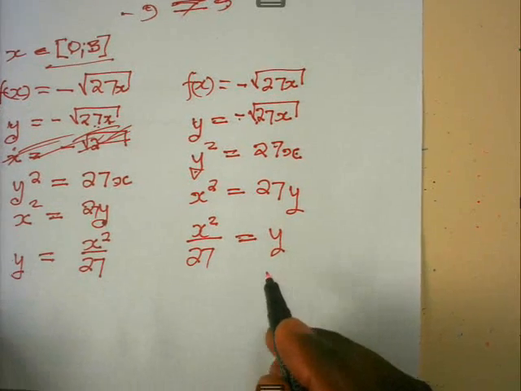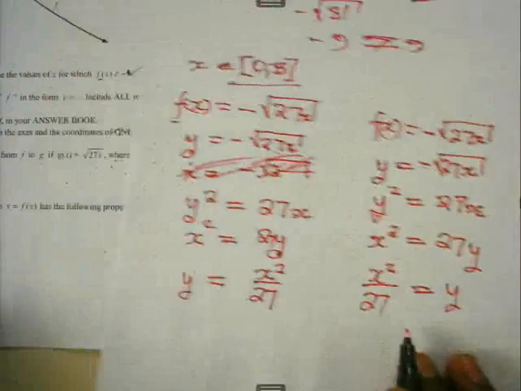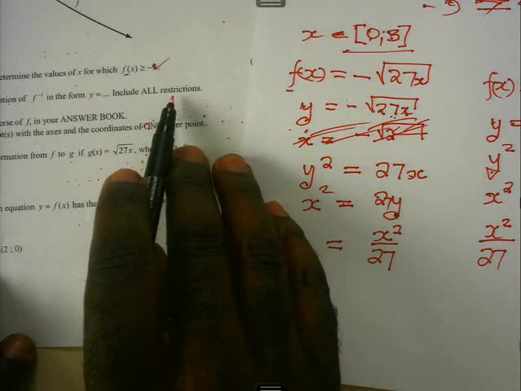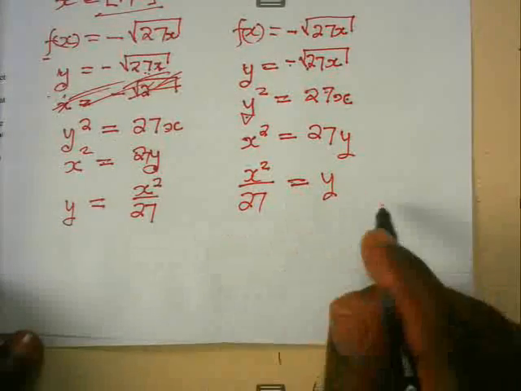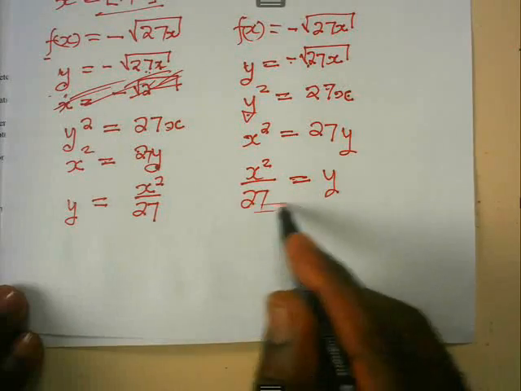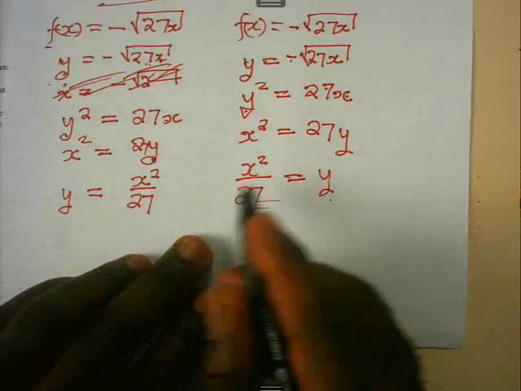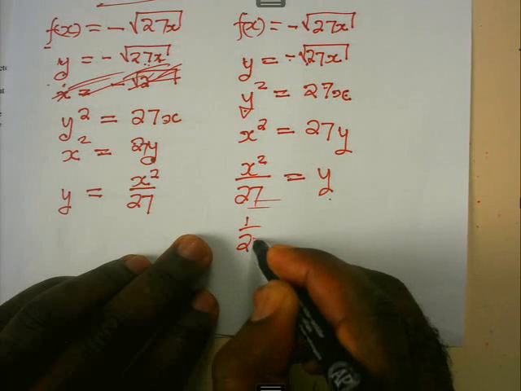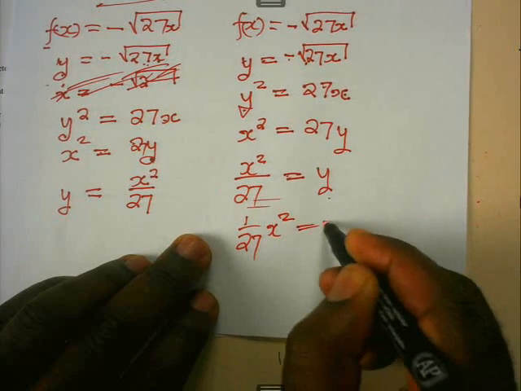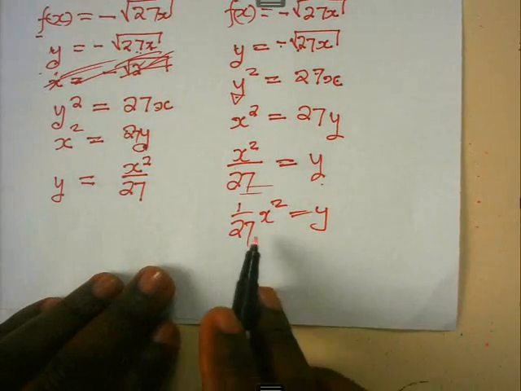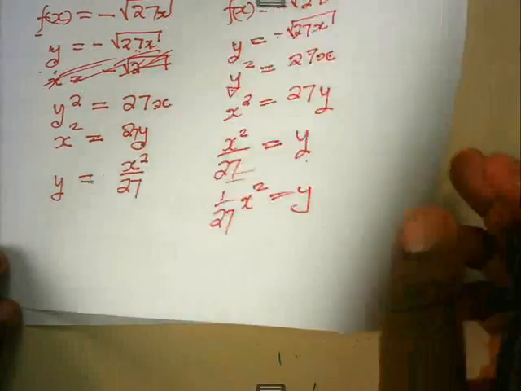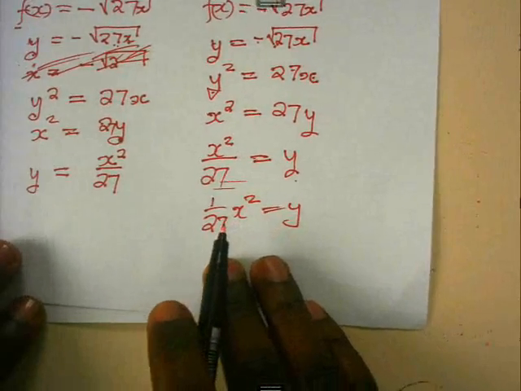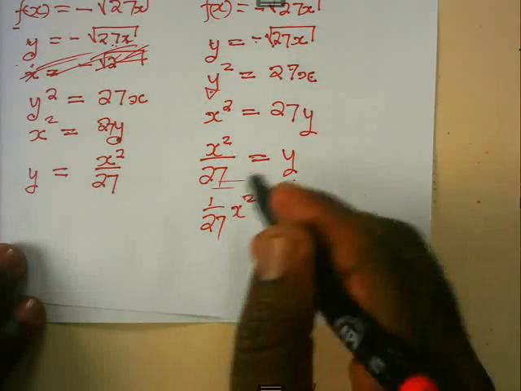However, I've been requested also to include all the restrictions which are going to make the inverse a function. The other way of writing this function is to say 1 over 27 x squared, which is equal to y. That is the other way of writing it, if you don't want to write it this way. Now, they didn't ask us to draw it. However, they say we must table down the restrictions which are going to make this a function.